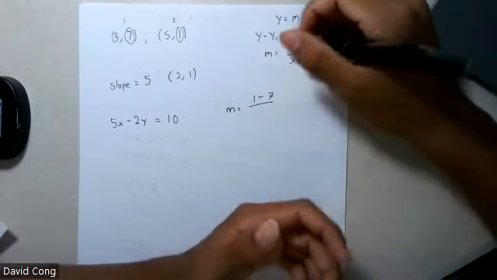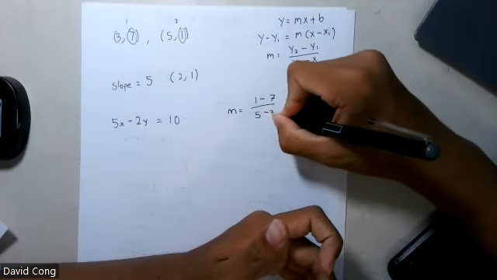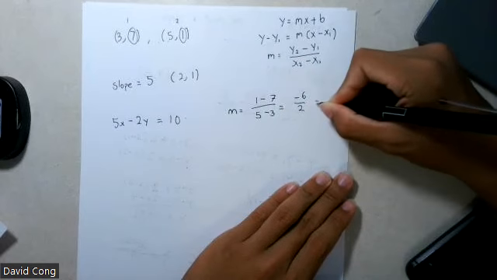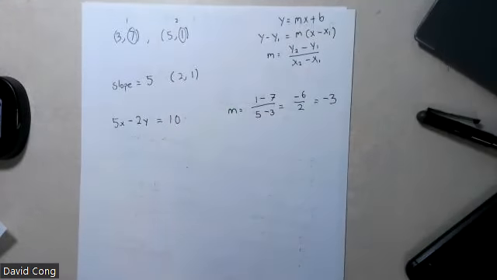And now let's look at the x again. This is a 5 and this is a 3. We have -6 over 2, -3. So you already have your slope now. Now that you have your slope, try working with this equation.